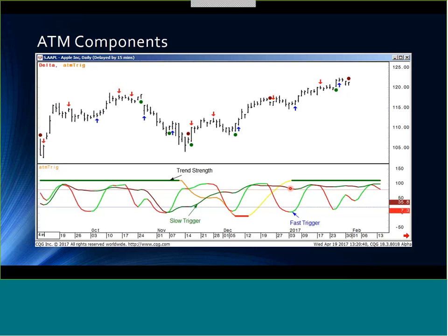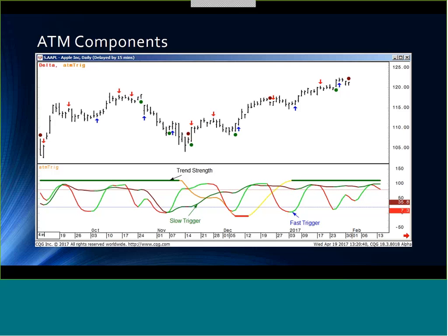So oscillators many times can not only give you buy and sell signals, but they can keep you from trading. I won't ever trade against the fast trigger on the ATM. So when this fast trigger is rising, as it is here, I'm not getting short. There's no reason for me to be short. And when the trend strength bar is locked bullish, that's 2 reasons not to be short. So really what I'm doing is I'm removing a side of the market. I'm removing the short side of the market. I'm not even thinking about it.